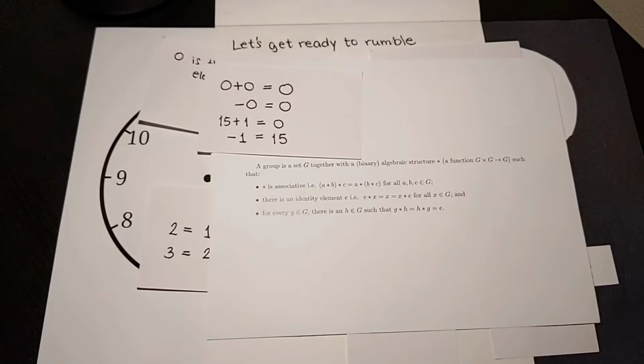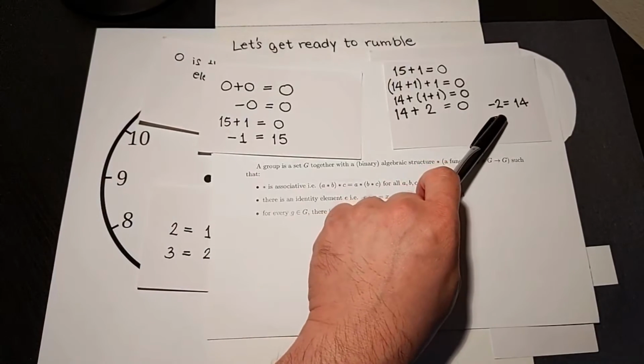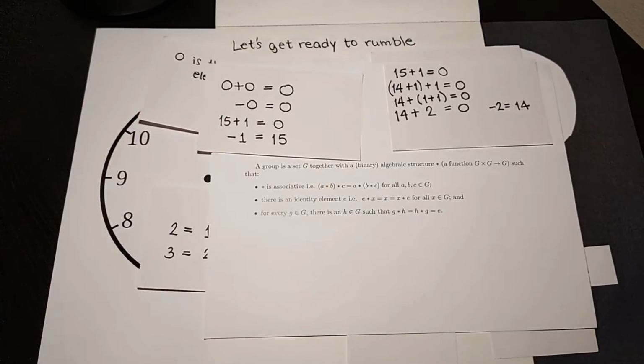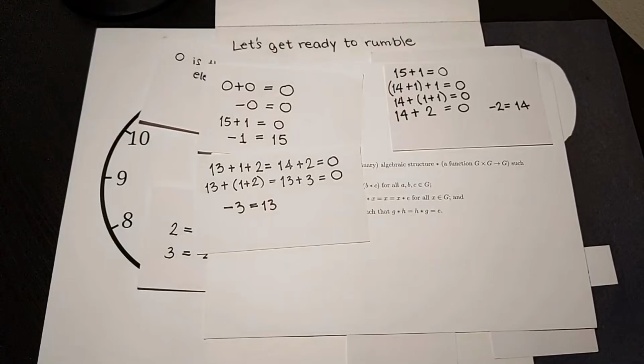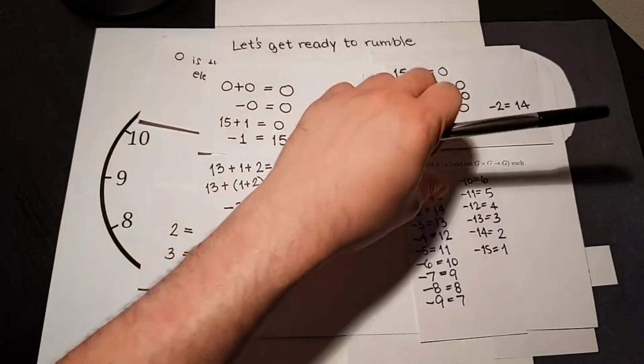We can't just put minus in front of 1. It has to be within the set. 14 plus 2 equals 0, so 14 is the inverse of 2. 13 plus 3 equals 0, so 13 is the inverse of 3. And so on and so forth.